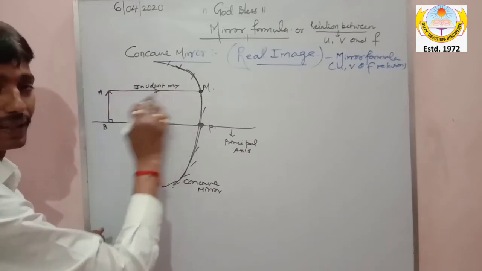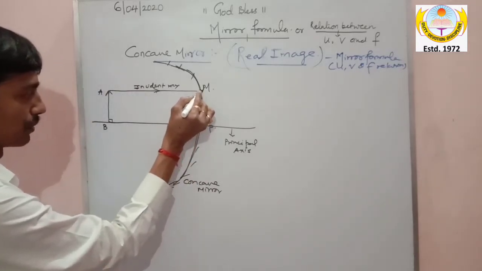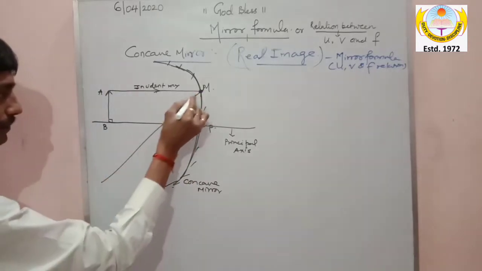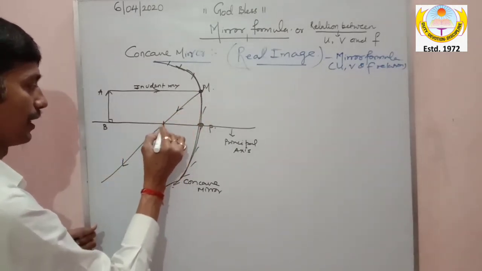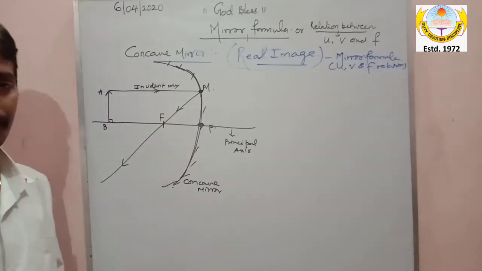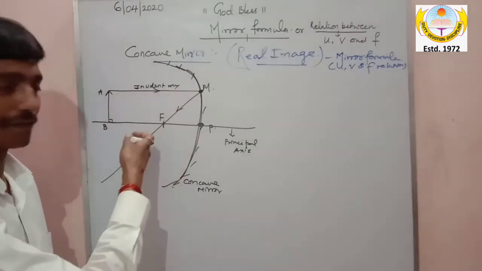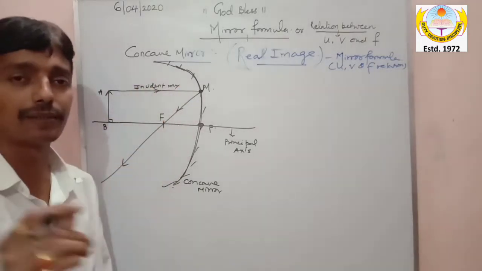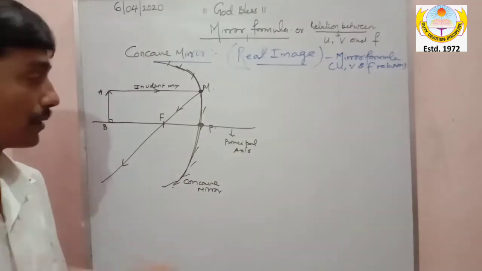Since it is parallel to the principal axis, after reflection, it will pass through the focus. So it is passing through the focus after reflection. So here I will mark focus F. Because that is a rule: a ray parallel to the principal axis, after reflection, passes through the focus. I have told in all my videos, you must learn the rules also.